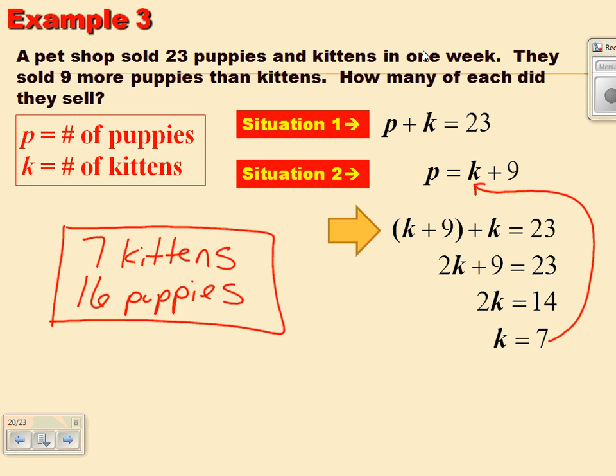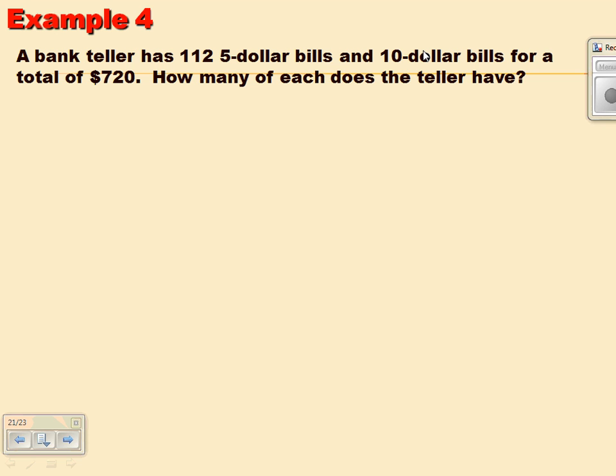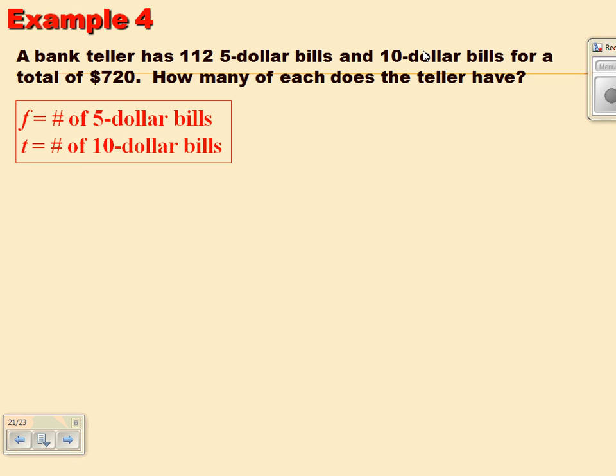Going on to the next example, a bank teller has 112 $5 bills and $10 bills for a total of $720. How many of each does the teller have? So I'm going to say F equals the number of $5 bills. T equals the number of $10 bills. For the first situation, I'm going to write F plus T equals 112. That's the number of $5 and $10 bills.